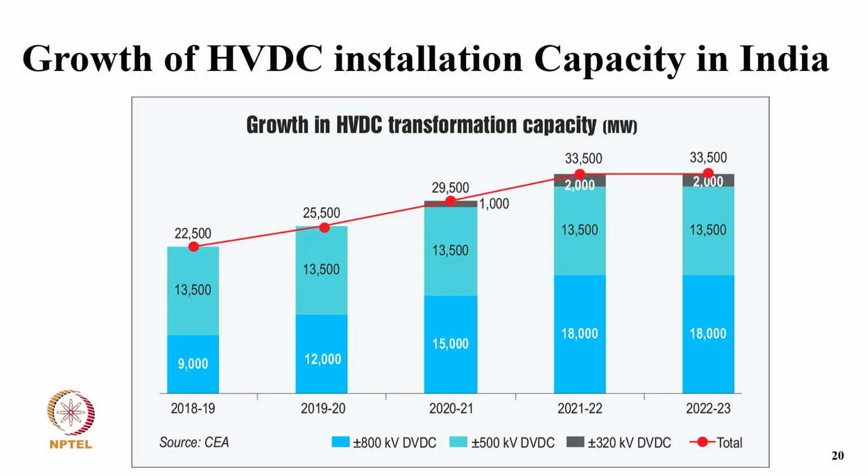Then this was the growth of HVDC installation capacity in India. Starting from 2000, typically 2018 to 2019, we were having different technologies of plus minus 800 kilovolt DC, then plus minus 500 kilovolt HVDC and 320 kilovolt HVDC. So you can say the growth of HVDC transmission has gone reasonably well in the last 5 years.